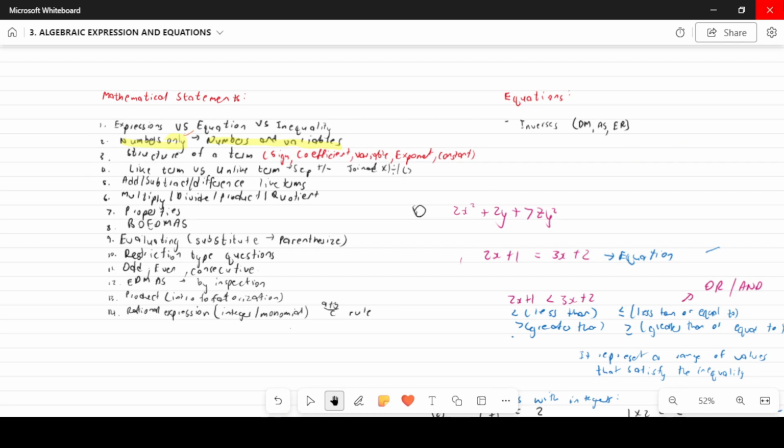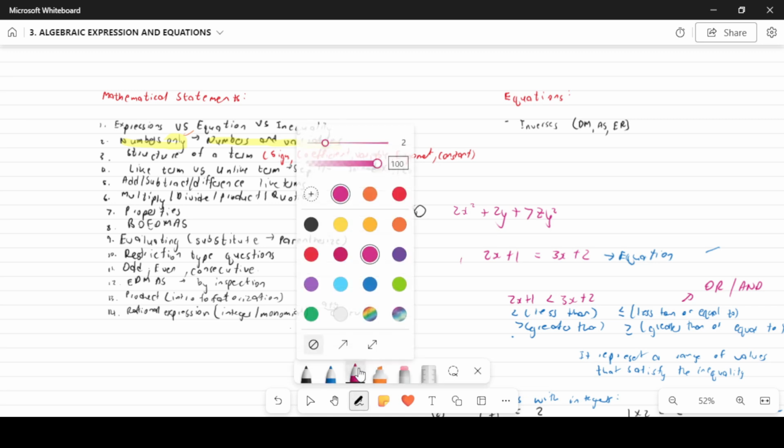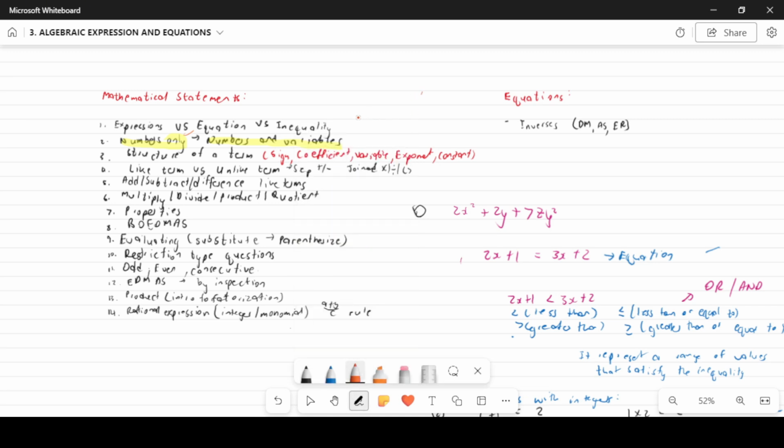Okay, so now we have already discussed expressions, equations, and inequalities. We've already talked about the operations involved for numbers only, and we've started talking about adding and subtracting terms that have numbers and variables. We've also talked about the structure of a term, like and unlike terms, and how they are separated by plus or minus signs and joined by multiplication, division, and brackets. I've already talked about adding and subtracting like terms.